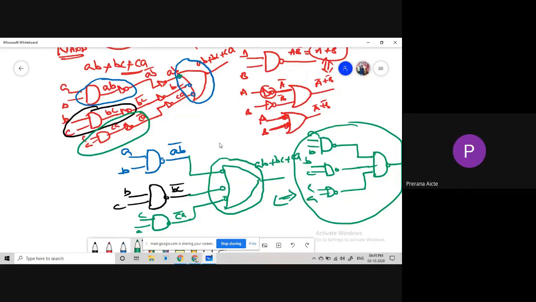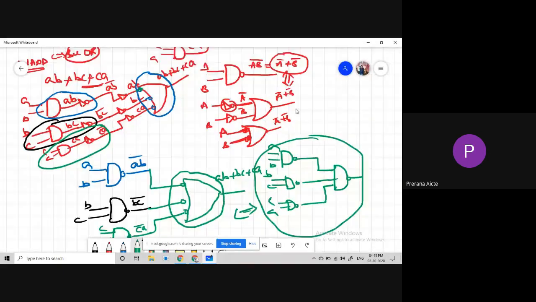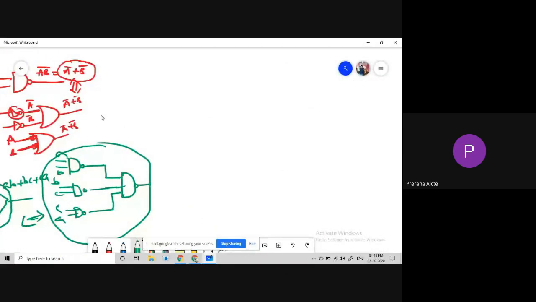Yes, sir. Based on this diagram, how many NAND gates are required for the given expression AB plus BC plus CA? 4, sir. Yeah, 4 NAND gates are required. Similarly, if the expression is AB plus A bar B bar, how many NAND gates are required for this one? Two NAND gates. 2 or 3? 3, sir.